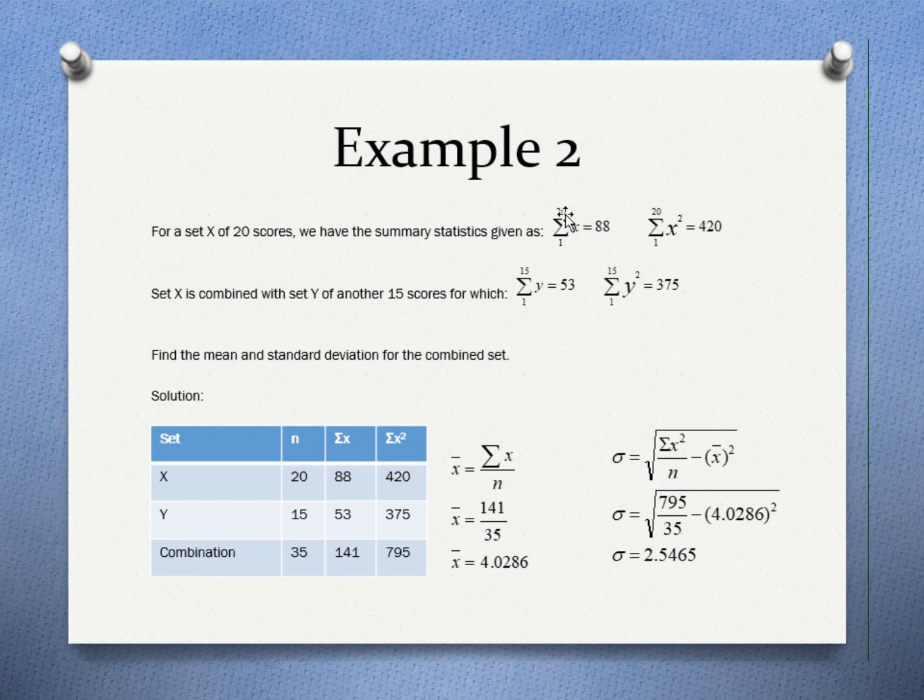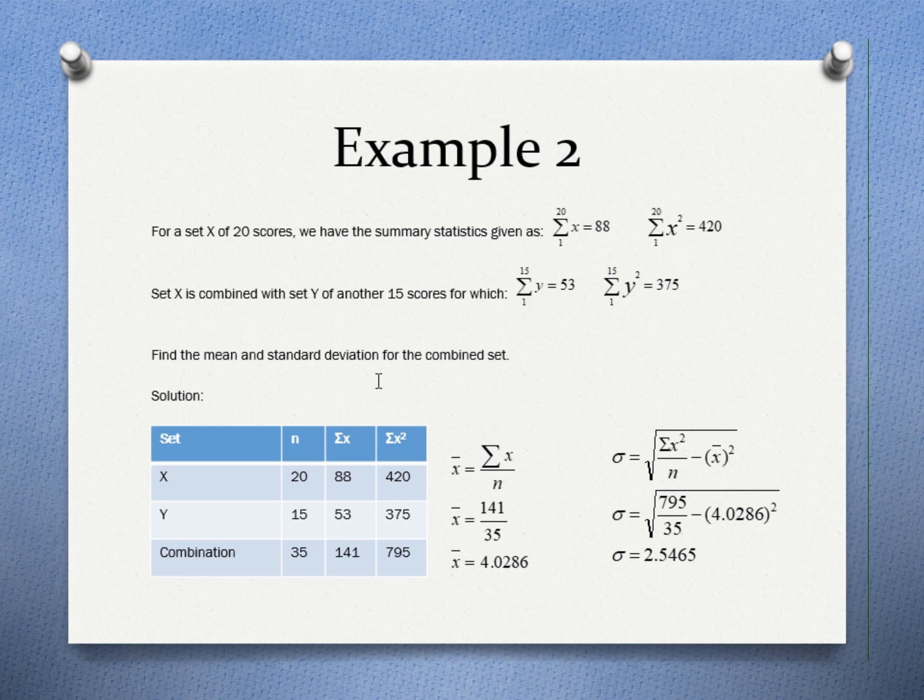This is from data number 1 to data number 20. The summation of x is 88. Data number 1 to data number 20, the summation of x squared is 420, as you can see. Okay, then you're going to combine data x with data y, where n is now 15, for which they've given you the summary statistics for data set y as well.